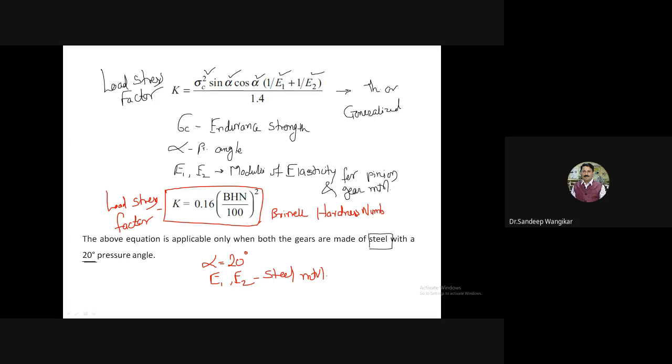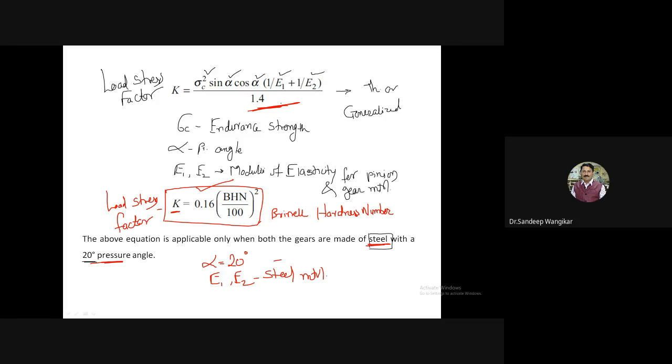This comes from the formula of sigma C. When it is mentioned clearly in the design consideration or data that the gears are made up of steel material and 20-degree pressure angle is there, directly I will use the formula. This formula I will prefer directly: K is equal to 0.16 into BHN divided by 100 square. This formula I will use directly. I will not go for the generalized formula mentioned here.